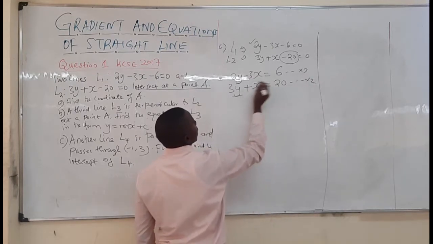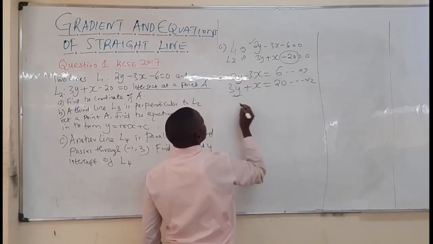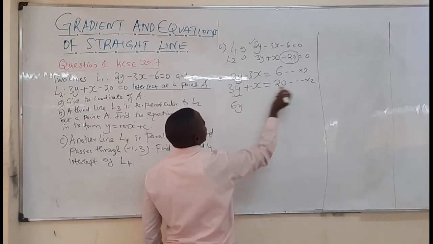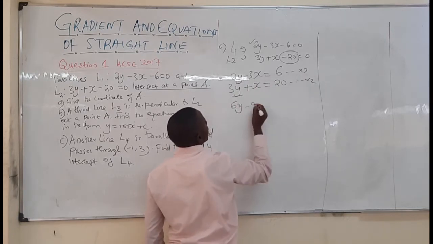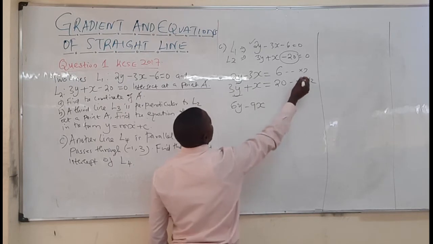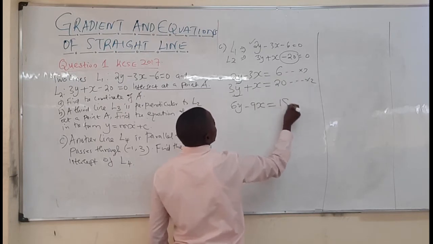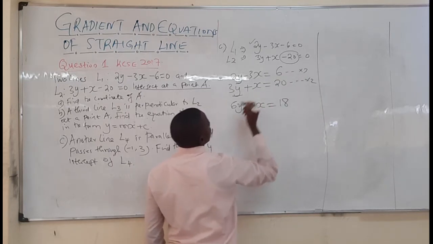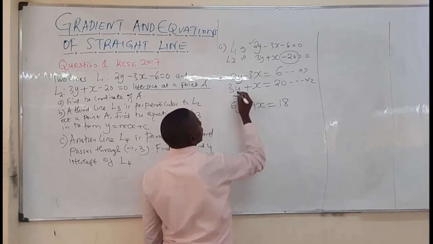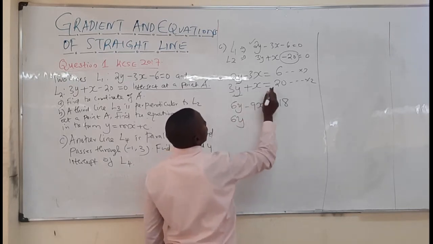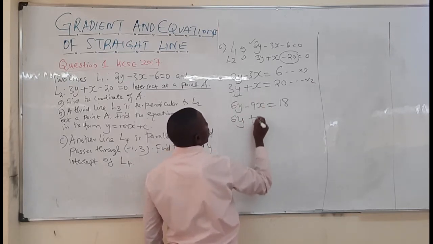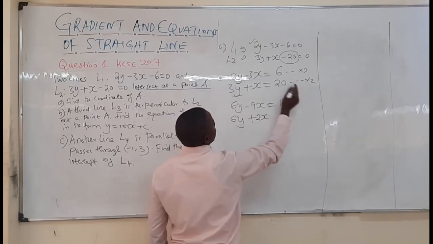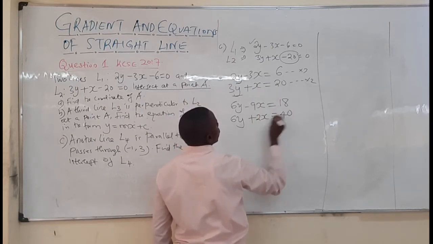So 2 times 3, you get 6y. 3 times 3, you get minus 9x. 3 times 6 equals 18. Then multiply the second equation by 2: you get 6y, 2 times x is 2x, and 20 times 2, you get 40.